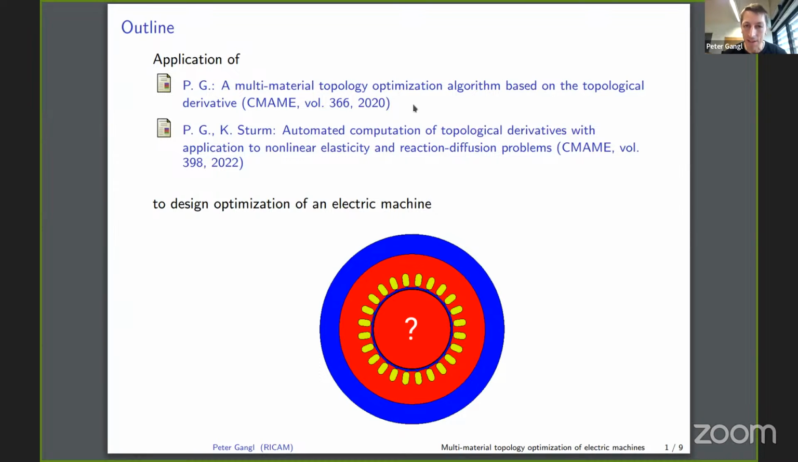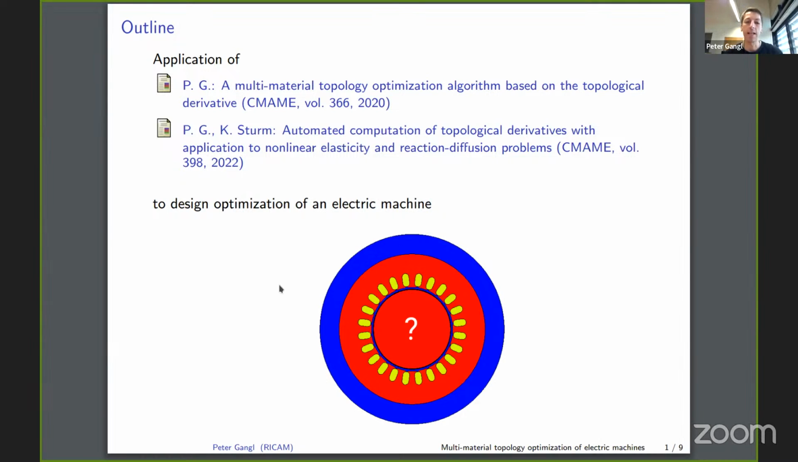These two papers are not about machine optimization. The first is about a multi-material level set algorithm, similar to the one used in the previous talk. And the second paper is about sensitivity analysis in an automated and systematic way for linear and nonlinear problems. And we want to use it in order to design the rotor of an electric machine.